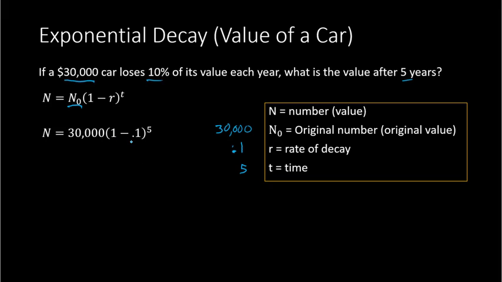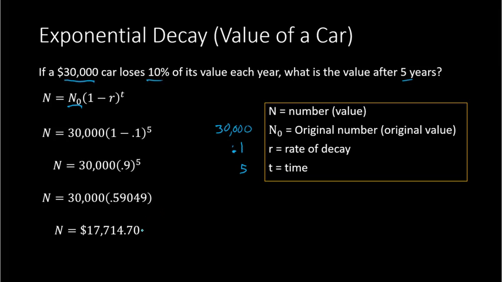1 minus 0.1 is 0.9. 0.9 to the 5th power, you can put into your calculator. You're going to get 0.59049. Multiply that by 30,000, and we get $17,714.70. So that's kind of crazy if you look at the actual numbers here. The value is basically half of what it was 5 years before.